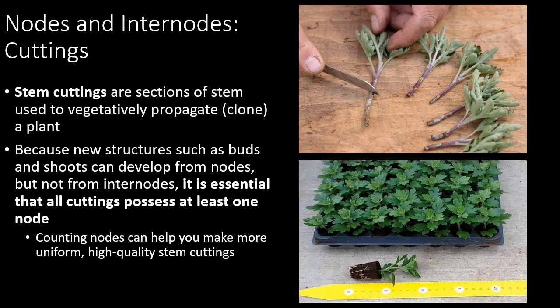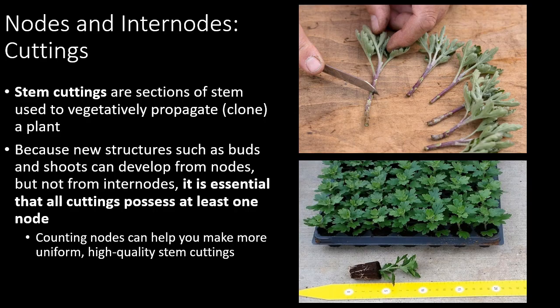Knowing about nodes and internodes is super useful in horticulture for the preparation of stem cuttings. If you've never rooted a cutting, they're sections of stems that you cut from a plant, and they're used to vegetatively propagate or clone the plant. So you just cut off a piece of stem. You might expose it to some treatments like rooting hormone, or you might just stick it in a glass of water. You might stick it directly in potting mix, and it'll grow roots, and you'll have a new plant that's genetically identical to the plant from which you took the cutting.